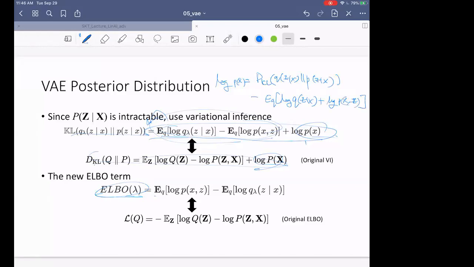Right. What I just did was move the term to the left-hand side, and log P(X) is fixed again, so this becomes your ELBO. So this entire thing becomes your new ELBO for your variational autoencoder.